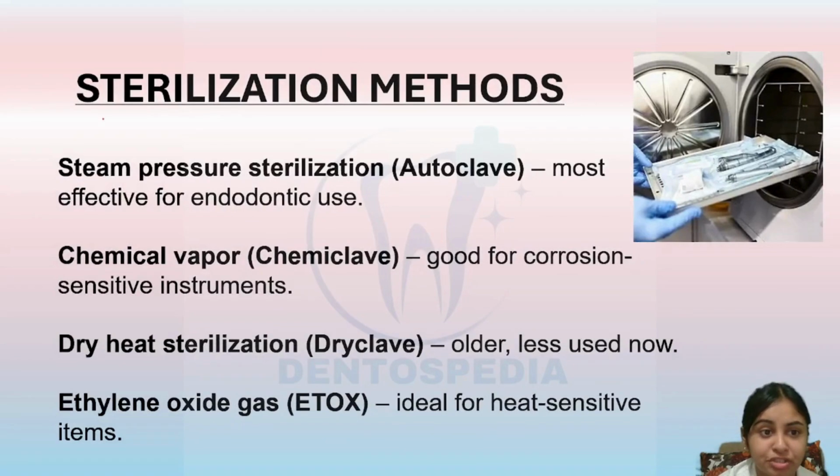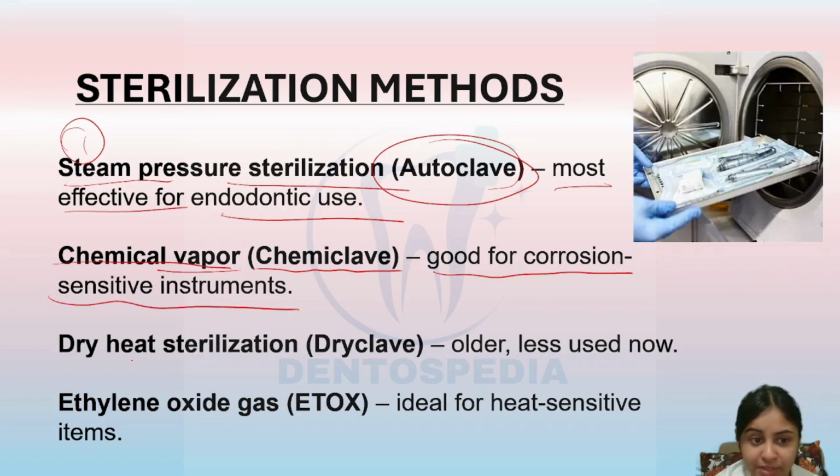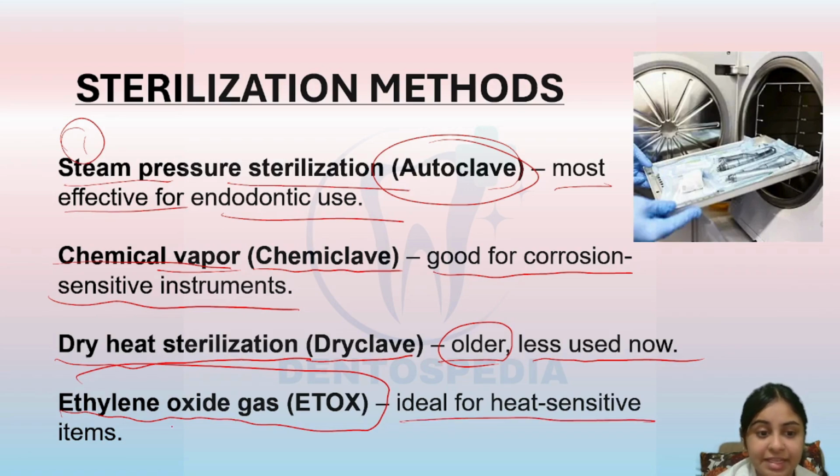So these sterilization methods are: first, steam pressure sterilization, also known as autoclave, the most effective for endodontic use. Chemical vapors, also known as chemiclave, is good for corrosion-sensitive instruments. Dry heat sterilization, also known as dry clave, is an older method, less used now. While ethylene oxide gas is ideal for heat-sensitive items like the aerator.